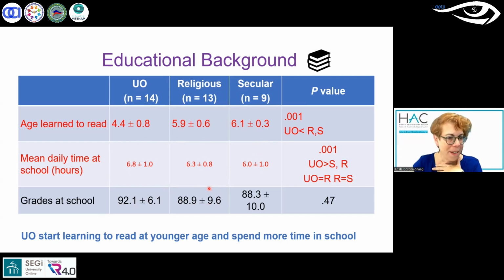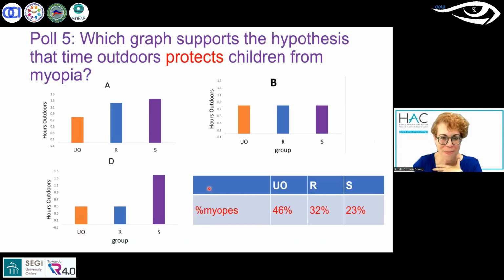Okay. So before I show you the results of time outdoors, I have a question for you. It's a scientific question. Remember, we said in this cohort of kids, half of the ultra-Orthodox kids are myopic, and 23% of the secular kids are myopic. So which graph supports the hypothesis that time outdoors protects the children from myopia? A, B, or C? Can you launch the poll, please?